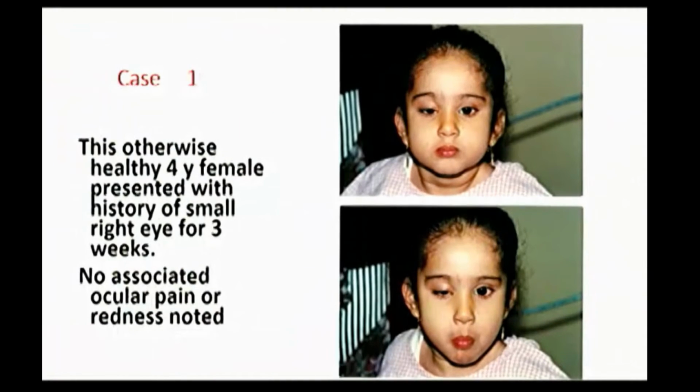Explain what you see, doctor. I can see right eye ptosis. Okay, so ptosis in the right upper lid. What is your differential diagnosis? Congenital myogenic ptosis, which is less likely. It's unlikely, as you said. It is only 3 weeks duration in a 4-year-old child.